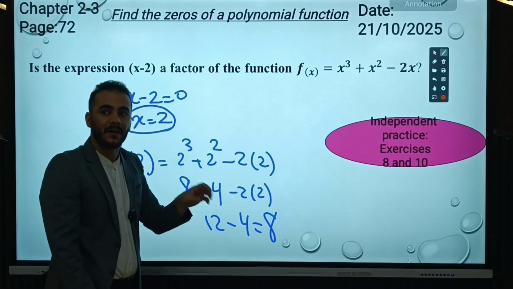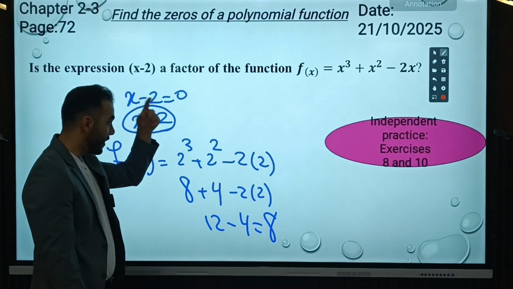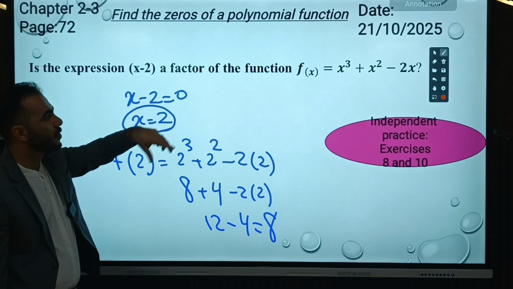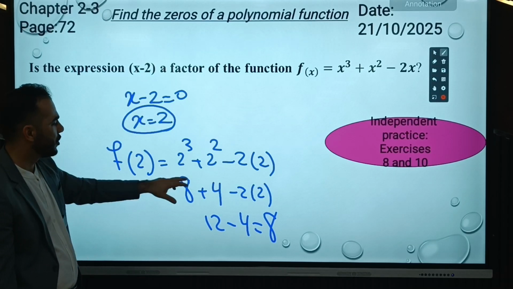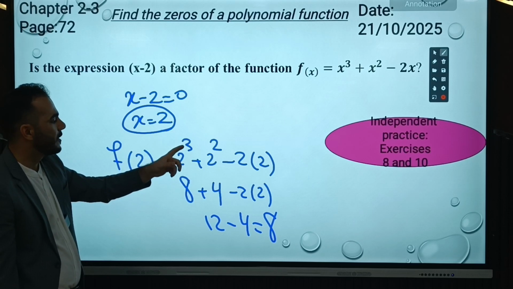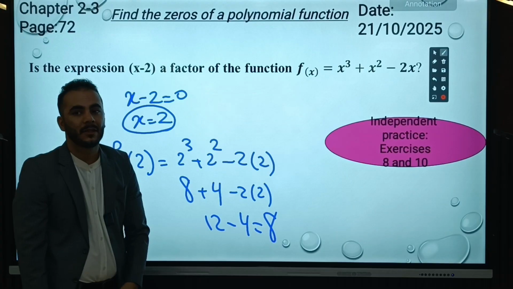Let's just check it again. So we got x as 2. So substitute 2 here. 2 powered by 3, it's equal to 8. 2 powered by 2, it's equal to 4. Negative 2 times 2, it's equal to negative 4. So 8 plus 4, 12. Minus 4, 8. We did not get 0, so it's not a factor of this polynomial function.